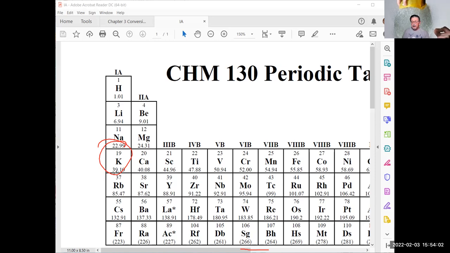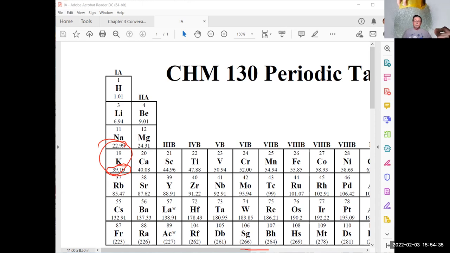The most common isotope of potassium is potassium 39. Notice that? They're asking you to work with potassium 40. 39-40, the difference is one, which is one neutron. Okay, so we're dealing with an isotope of potassium. We're not dealing with the most common isotope. We're dealing with potassium 40.